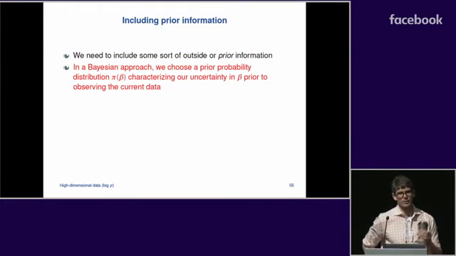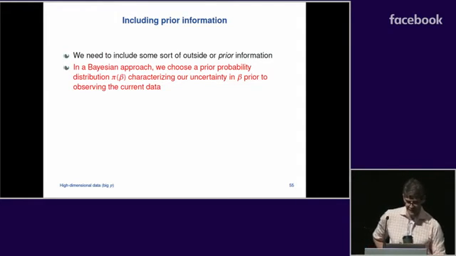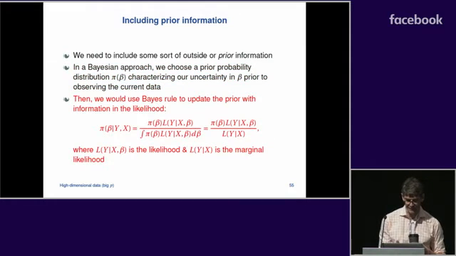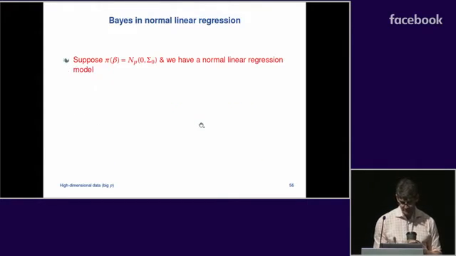And so in a Bayesian approach, what would we do? Well, we would choose a prior probability distribution pi of beta, characterizing our uncertainty in beta prior to observing the current data. And then we would use Bayes' rule that I described earlier to update the prior with information in the likelihood. So we'd have a posterior distribution of beta, given our response data y and our features X, and we would just plug it into Bayes' rule as before.